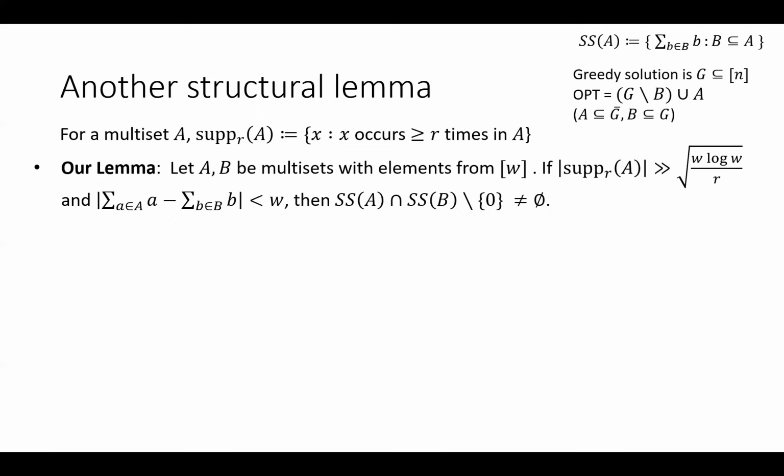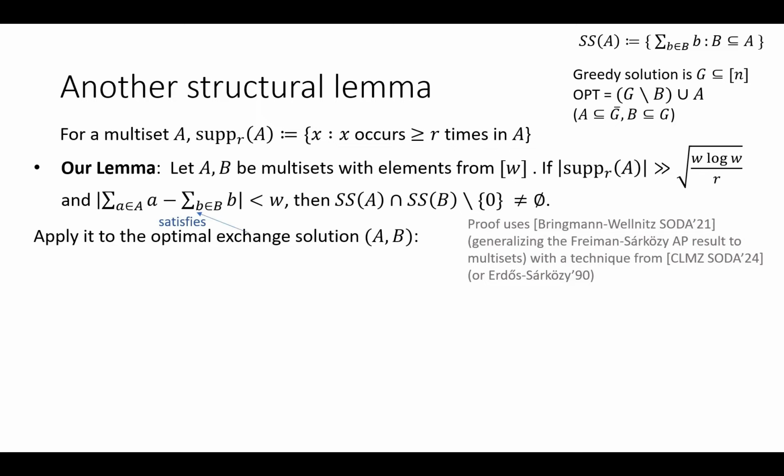This was proved by using a result from Brinkman and Wellnitz, which generalized the Freiman-Sárközy AP results to multisets, and we also used the technique from previous work. Now let's apply this structural lemma to the optimal exchange solution, where we add the set of items A to the greedy solution and remove the set B of items. And this optimal exchange solution automatically satisfies the condition that the total weight of A and B do not differ by too much.